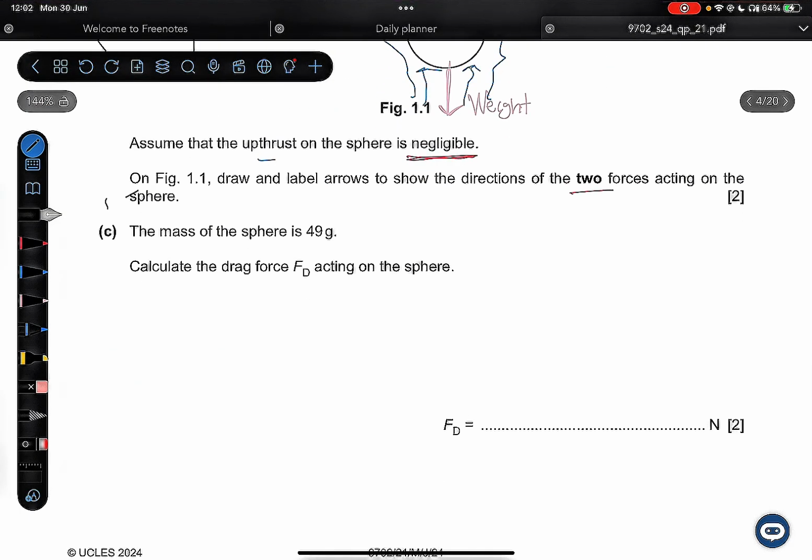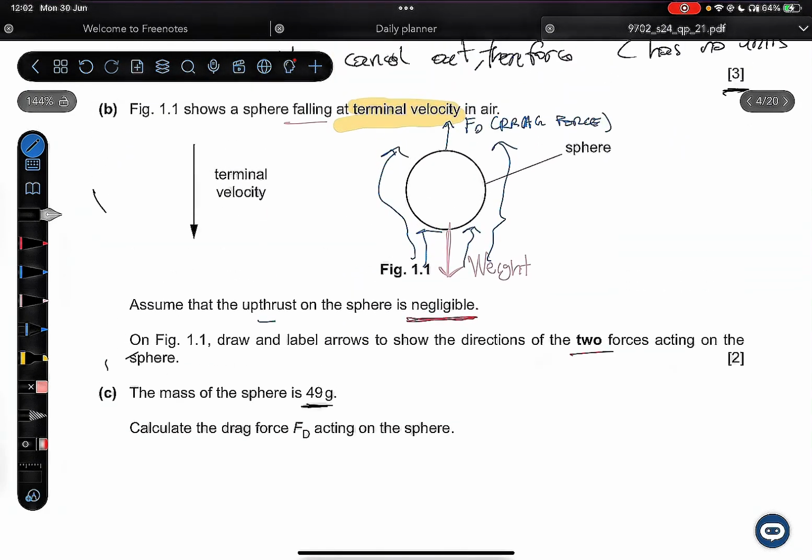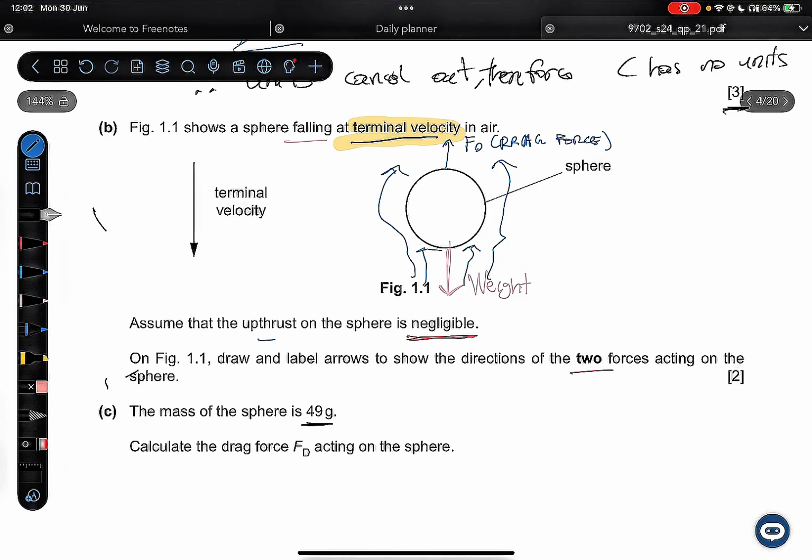Now, they said the mass of the sphere is this. Now, this is not in SI units. Calculate the drag force acting on the sphere. The question, like I said, terminal velocity is the key to answering this question here. Because it has terminal velocity, something happens.